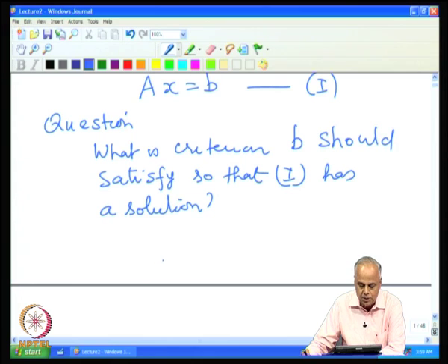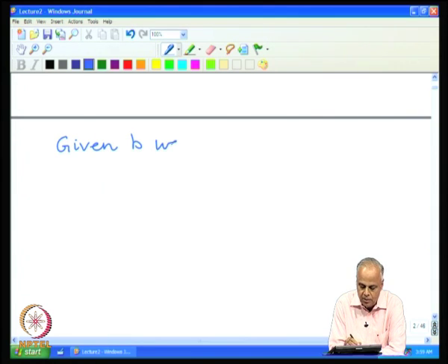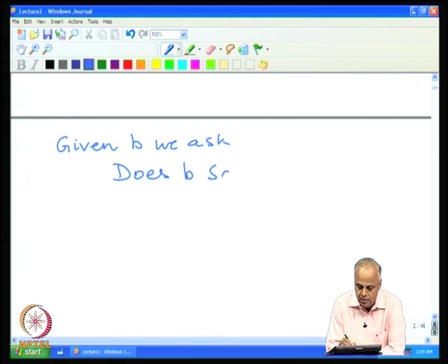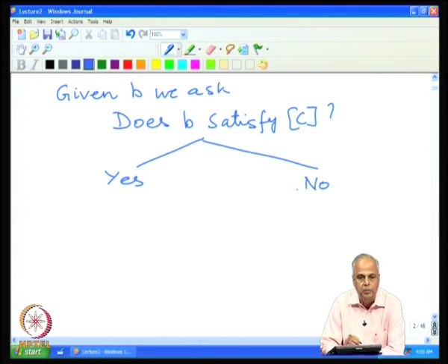Once we have the answer to this question, given B, we ask, does B satisfy C? Naturally, for this we may get two different answers, possibilities. We may encounter a situation where we get yes as the answer, or we may encounter a situation where we get no as the answer. Let us look at what both cases lead to.